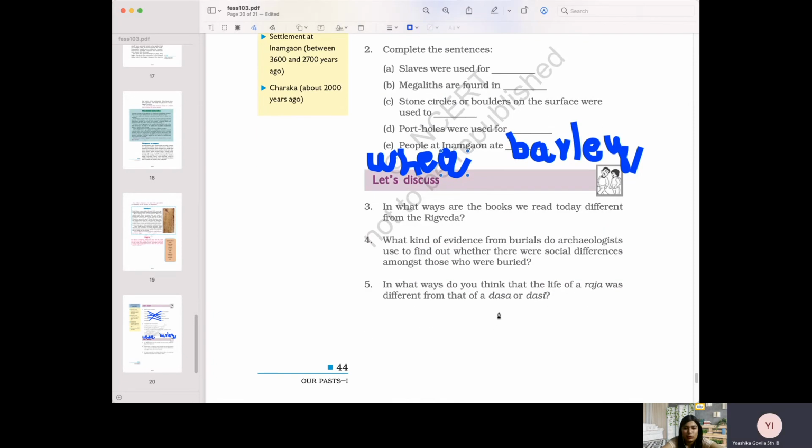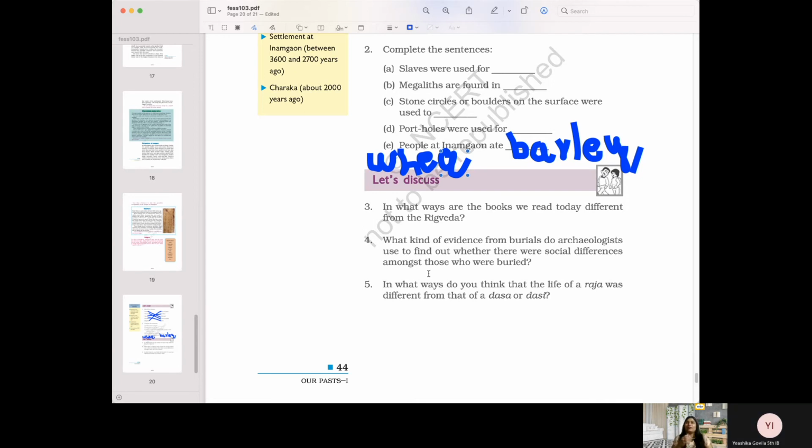Okay. So next we have few questions here. In what ways are the books we read today different from the Rig Veda? Now the stories are normal, exciting, very exciting, fun. I won't say Rigveda is boring, but I feel like it's a little bit of puja type. Puja type, yes. Actually, when the word Veda comes to our mind, we think it is something related to puja and stuff like that.